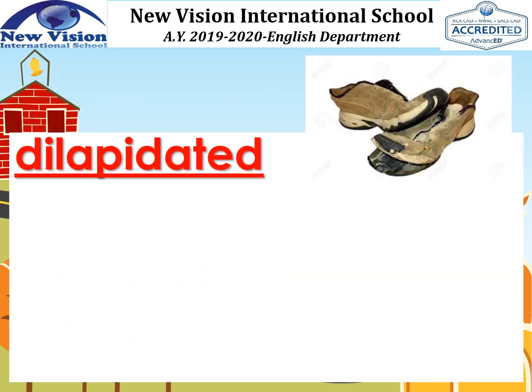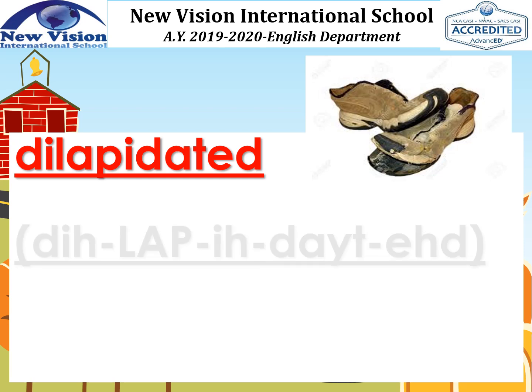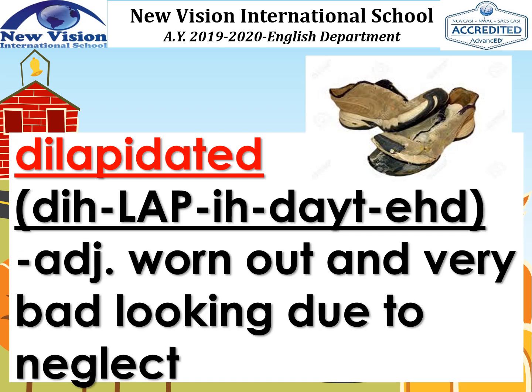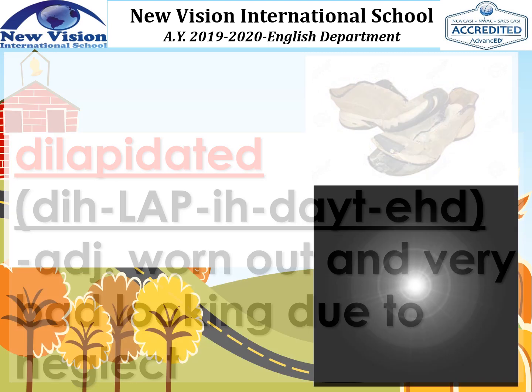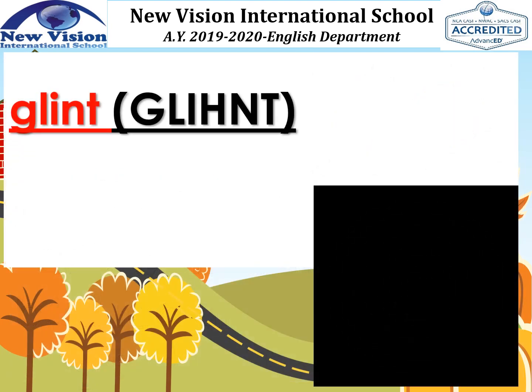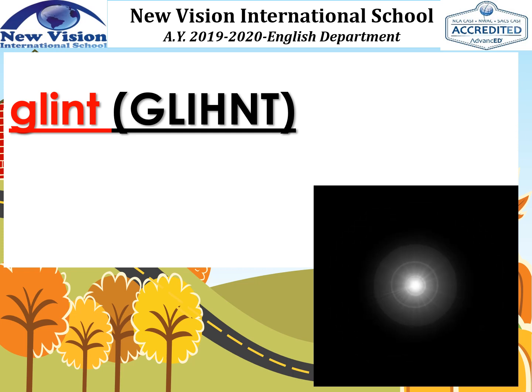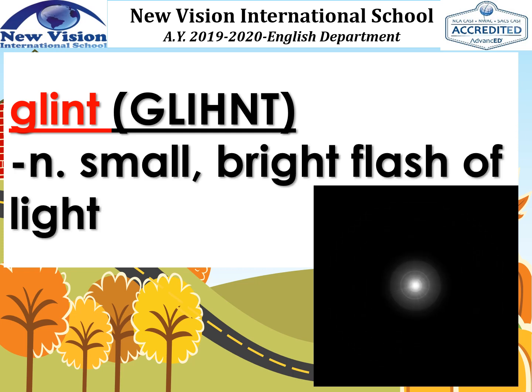Next, we have dilapidated. Say dilapidated. It is an adjective to describe something that is worn out and very bad looking due to neglect. Or simply it means in disrepair, ruined or destroyed. Take a look at the picture of the shoes. That's dilapidated. Last word we have is glint. Say glint. It is a noun which means a small bright flash of light. That's glint.